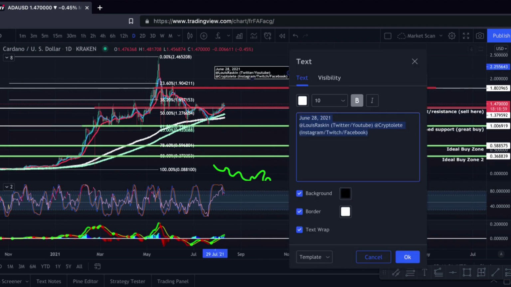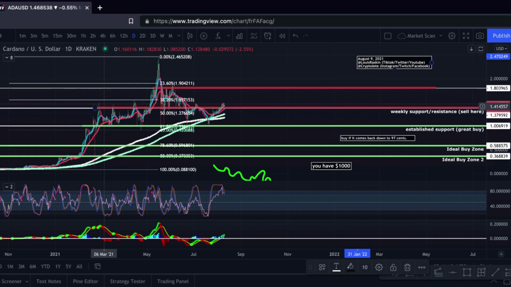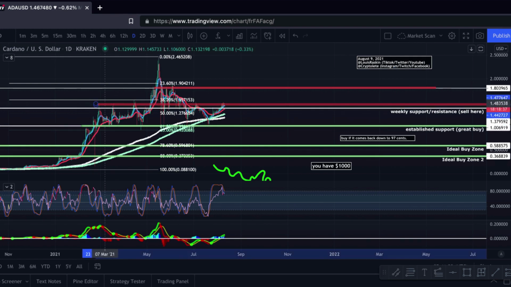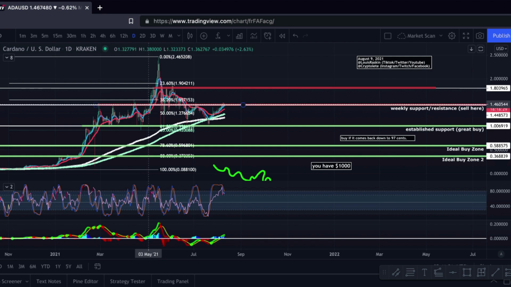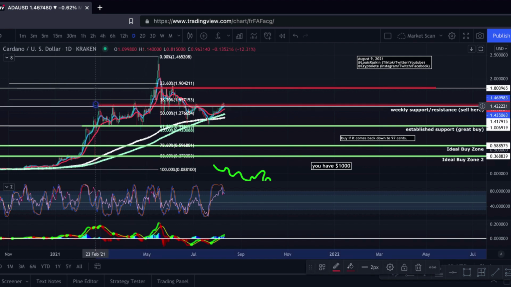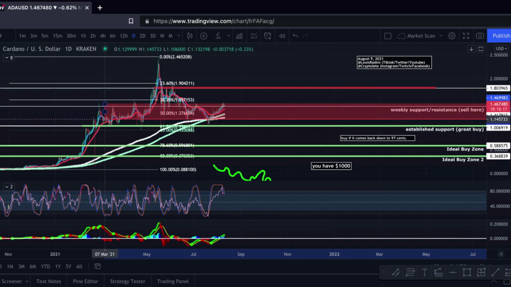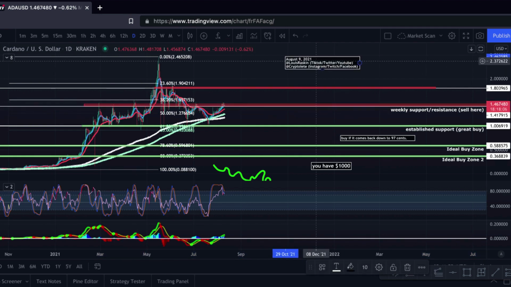Okay, and this is August 9th. This is Cardano. You can see this is the clear resistance right here. Oh, this is the weekly support resistance, so that's why I had it over here. But technically, this entire area was resistance. Let's be real here and understand that there are all of these wicks up in this area. So we're in the resistance right now.